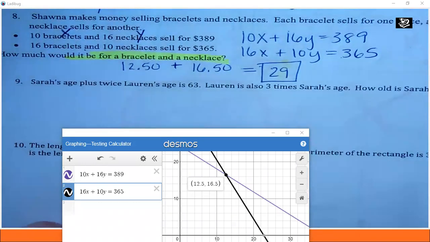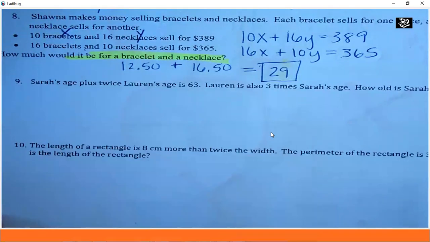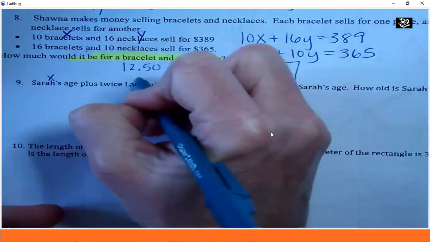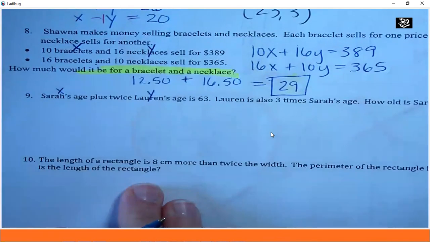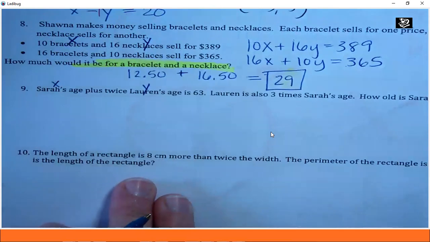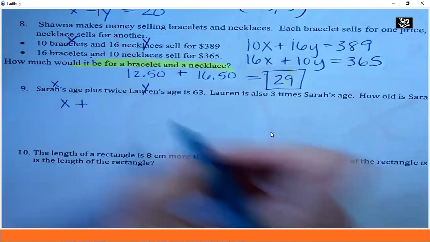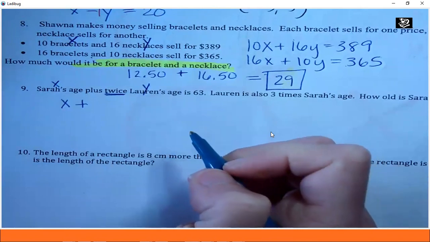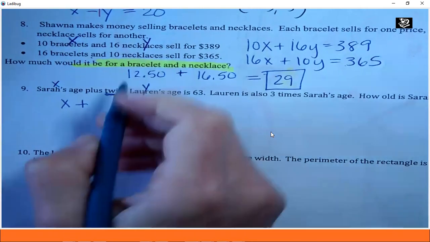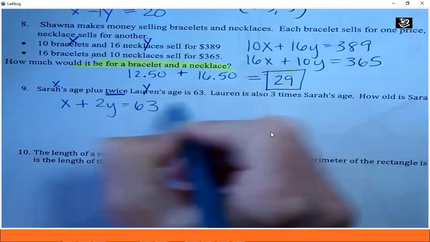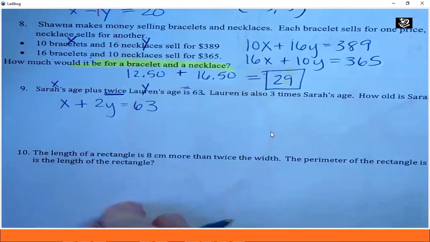Okay. Sarah's age plus Lauren's age is 63. Lauren is also 3 times Sarah's age. How old is Sarah? Cameron, what do you want to let X and Y be? Good. Tania, what would be your first equation? X plus Y. What does twice mean to put? What do I put for twice? X plus 2Y equals 63. There you go. Is means equal. So equals 63.